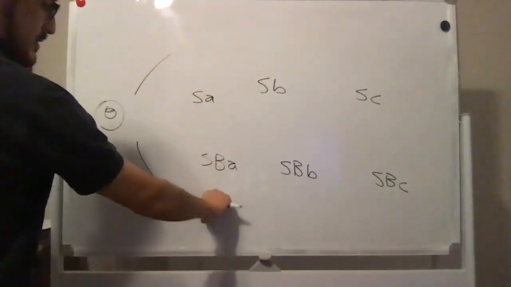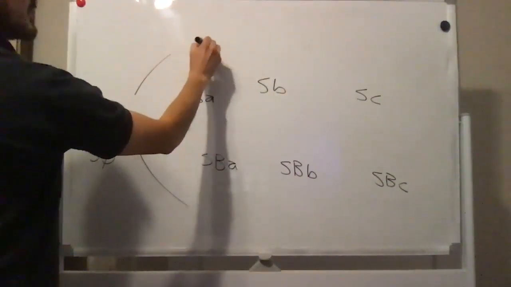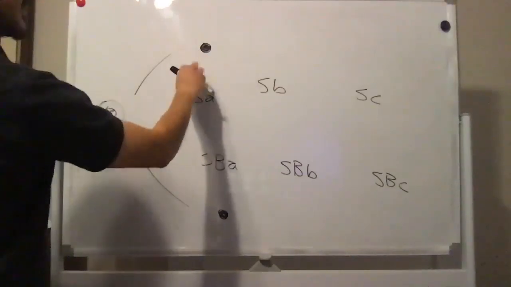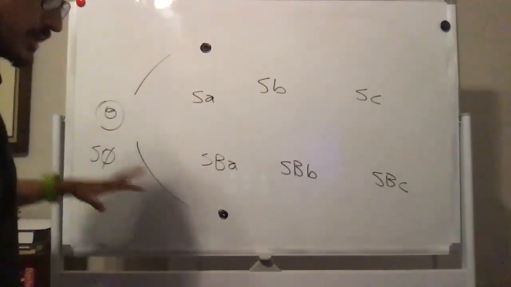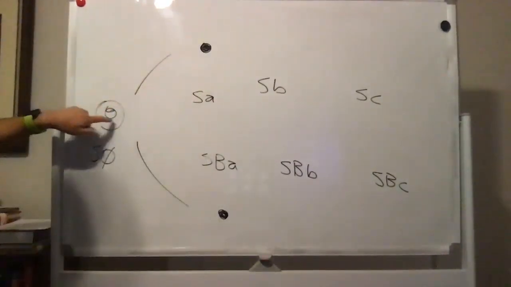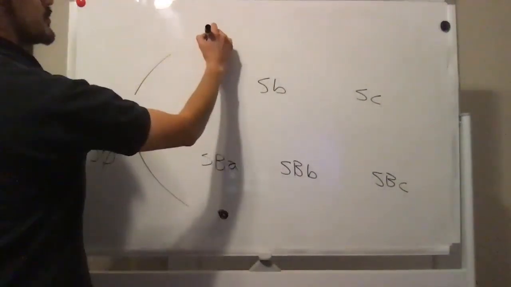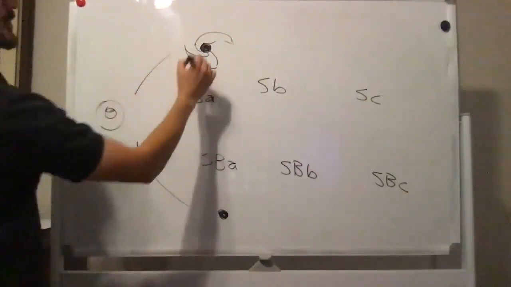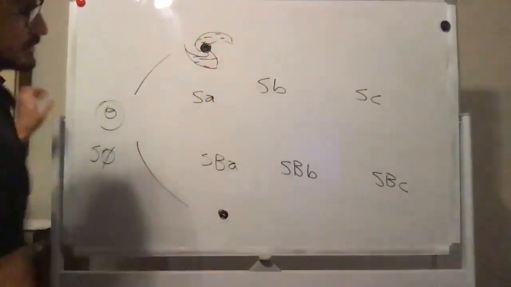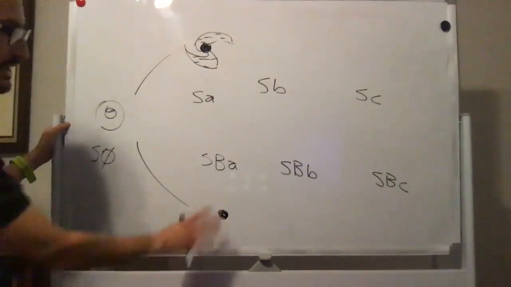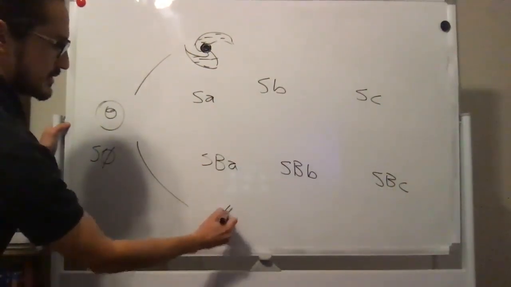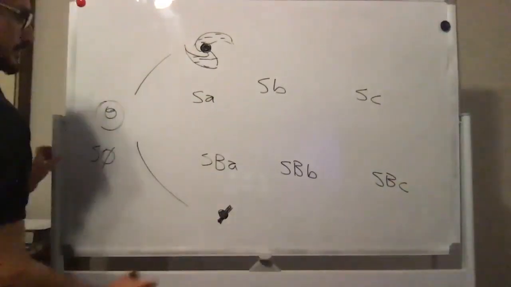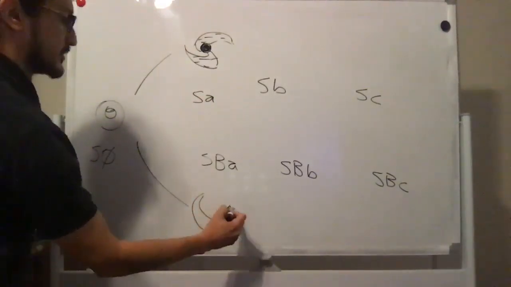So the A types are going to have most of their luminosity in the bulge. And then the arms are not going to be super well defined, so closer to this one, in which you have a perfect disk. You might be able to resolve some of the arms, but they're going to be pretty broad and not a lot of luminosity. And the barred ones are the same, except that instead of having just the spherical bulge, you have a bar. Other than that, they might look kind of the same.